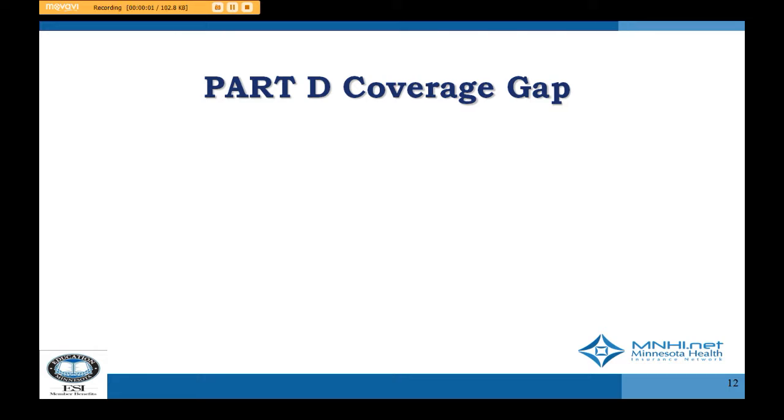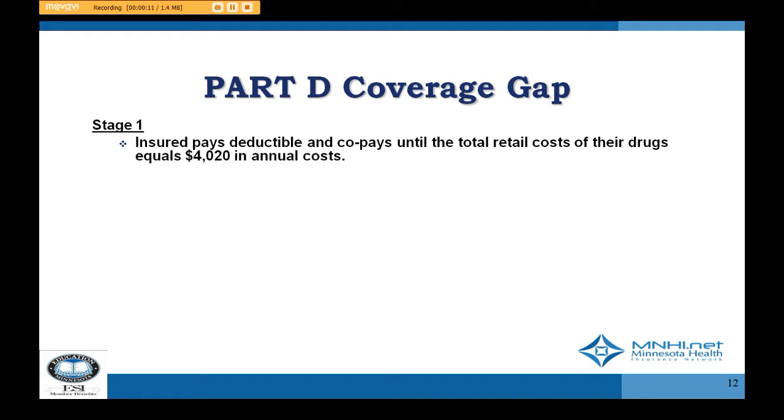Next, we're going to talk about Medicare Part D, your drug coverage. You'll hear the term coverage gap, which will also be referenced as the donut hole. There are a few different stages here with Part D. The first stage is when you, the insured, pay your deductible and any copays for your prescriptions, until you've hit a total cost of $4,020.